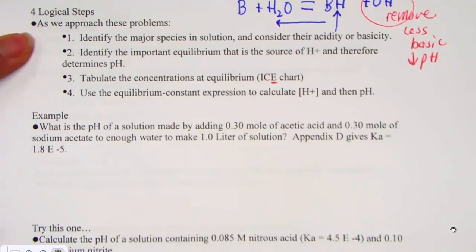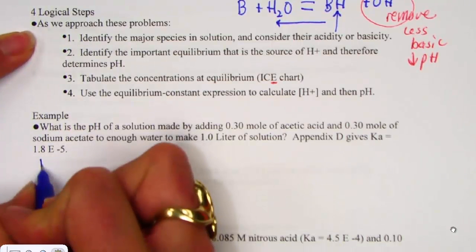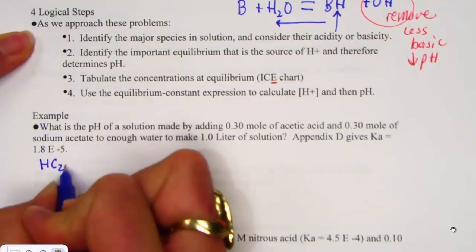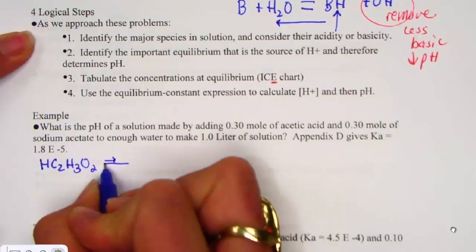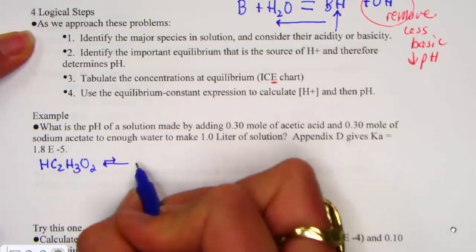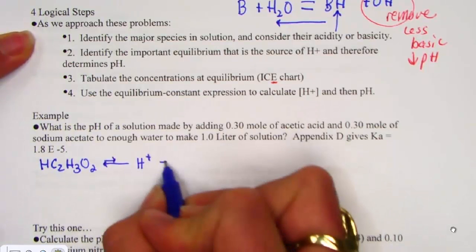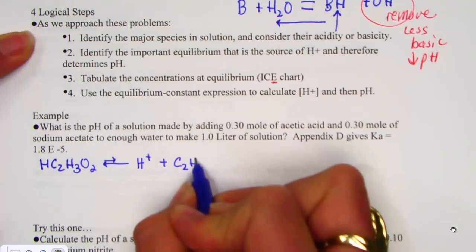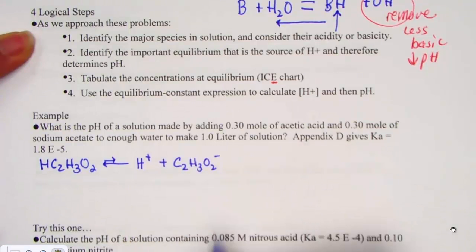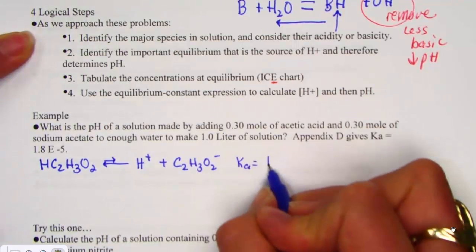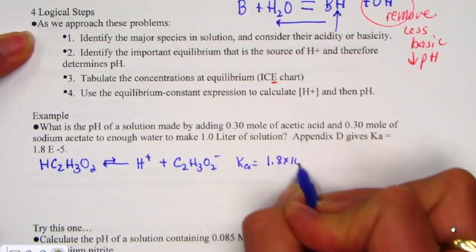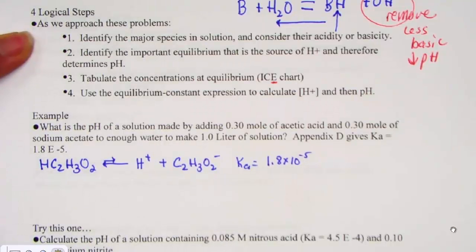Step one, figure out the chemistry. What are the major species? What is it that's involved in this equilibrium? The weak acid is acetic acid. The very definition of weak says it sets up an equilibrium. It will do so by creating ions of hydrogen and acetate. The equilibrium is represented with a Ka value 1.8 times 10 to the negative fifth.